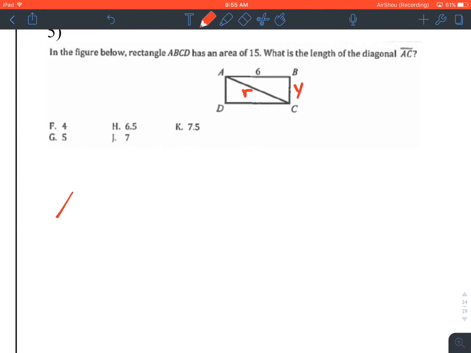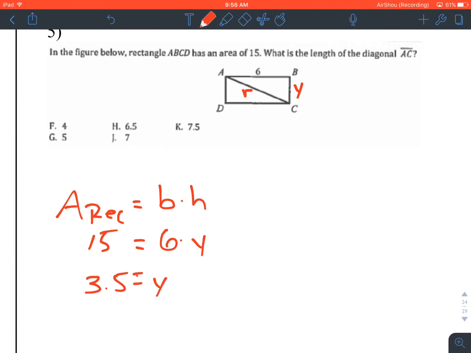So, area of a rectangle is base times height. Base, we'll say, is 6. Our height, we don't know. We do know our area. It's 15. If you divide both sides by 6, you're going to get that y is 2.5. All right, so we know that y is 2.5.